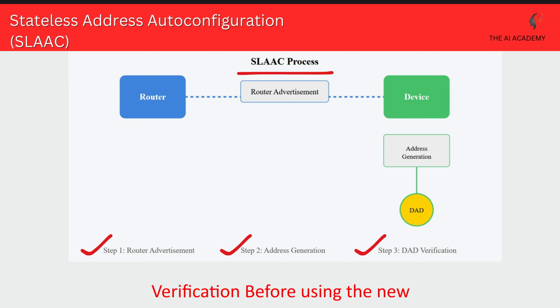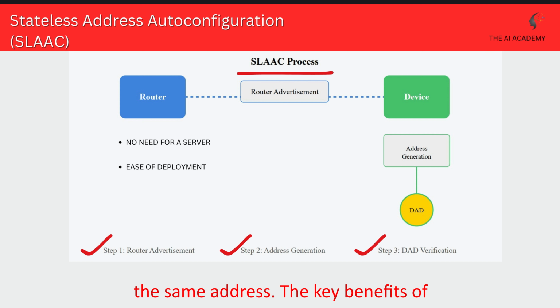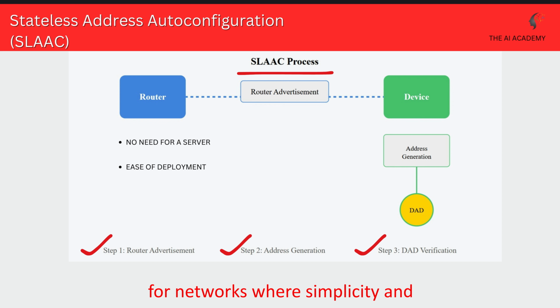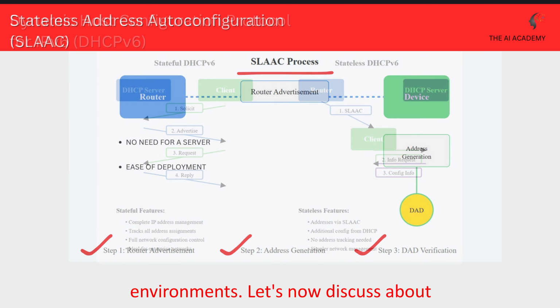Step 3. Verification. Before using the new address, the device performs a duplicate address detection (DAD) process to ensure no other device on the network is using the same address. The key benefits of SLAAC are: no need for a server. SLAAC eliminates the dependency on a DHCP server, reducing administrative overhead. Ease of deployment. Great for networks where simplicity and scalability are priorities, like IoT environments.